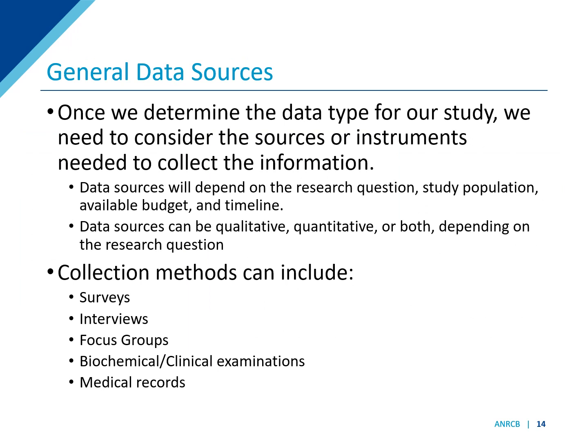Once we determine the data type for our study, we have to consider the sources or instruments that we need to collect the information. This depends on the research question, the study population, the available budget and resources, and our timeline. They can be qualitative or quantitative. This all really depends on the research question. Data collection methods, which we will talk about more in Module 6, can include surveys, interviews, focus groups, biomedical, biochemical, clinical examinations, medical records, and other types of records data.